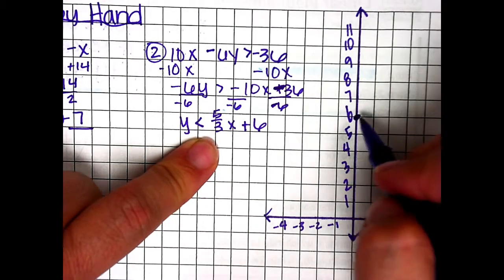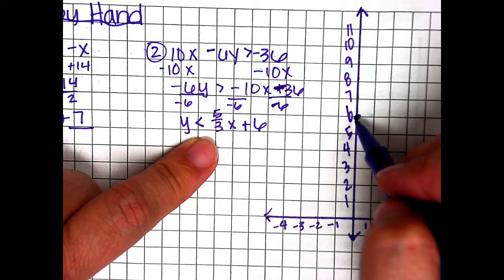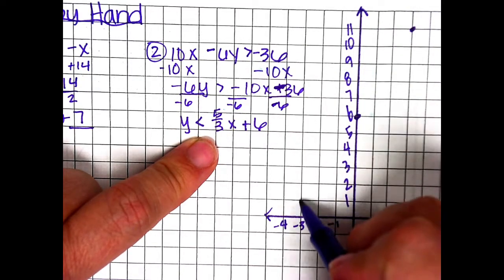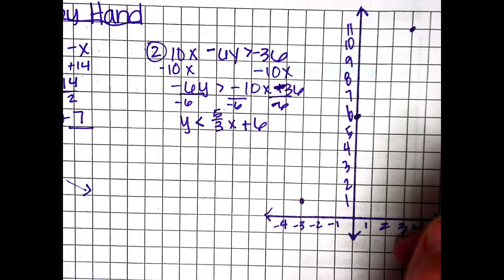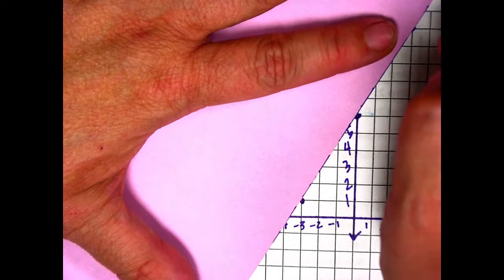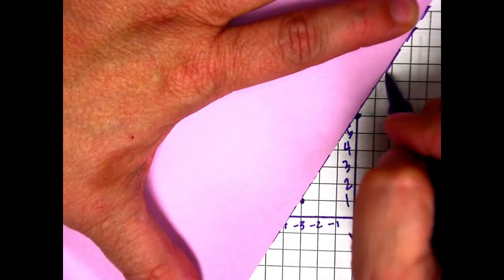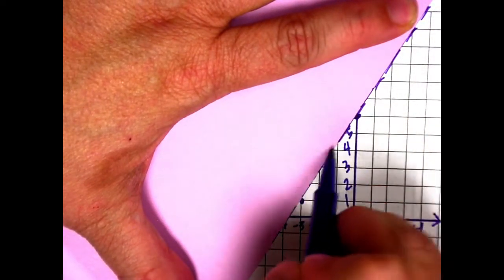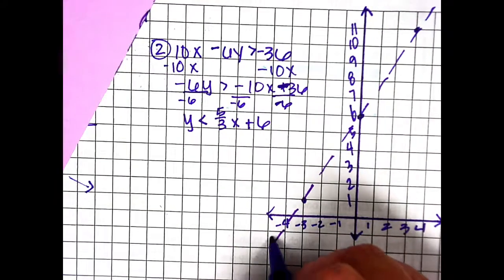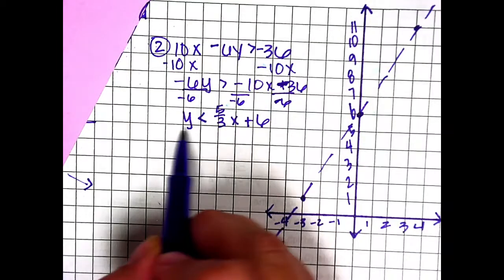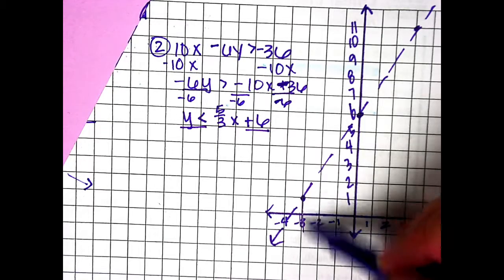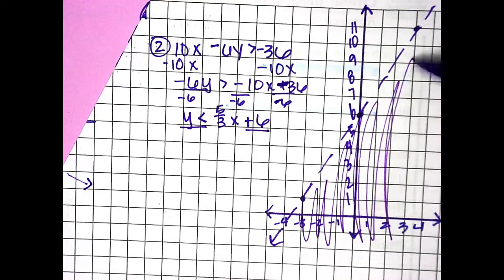My slope is 5/3. So I go up 5, right 3, down 5, left 3. Make the dashed line. I want the values where y is less than 6. So that's underneath.